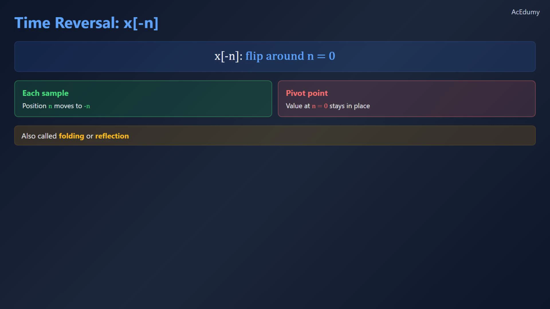In the previous lesson, we learned how to shift discrete time signals. Now we introduce two more operations, time reversal and time scaling. Time reversal of x of n gives us x of negative n.